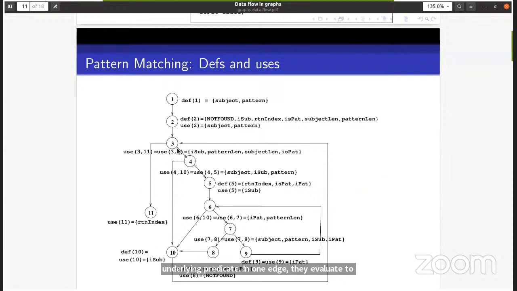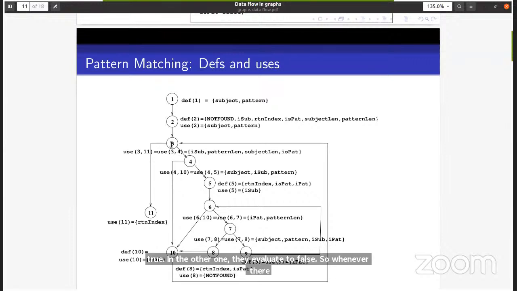So whenever there is a decision statement, there is a predicate underlying that. That predicate can evaluate to true or evaluate to false. So both the true branch and the false branch, the true edges going out of it, the uses on those two edges are all the underlying variables. Like this, you go on marking a graph for definition and use.